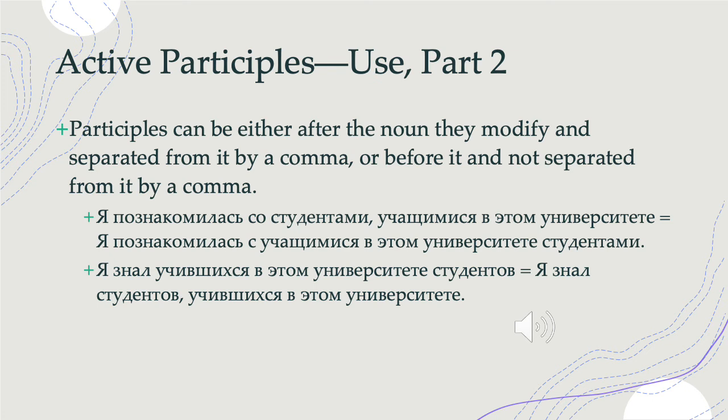We can say, Я познакомилась со студентами, учащимися в этом университете. I became acquainted, I met some students who are studying in this university or who are going to school here in this college. And that is the same as Я познакомилась с учащимися в этом университете студентами.